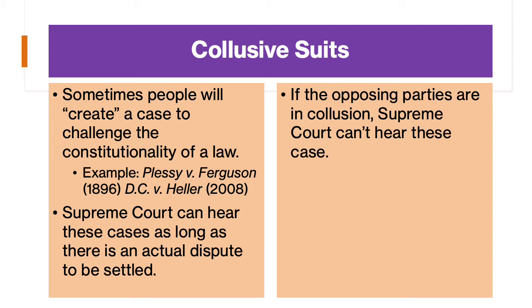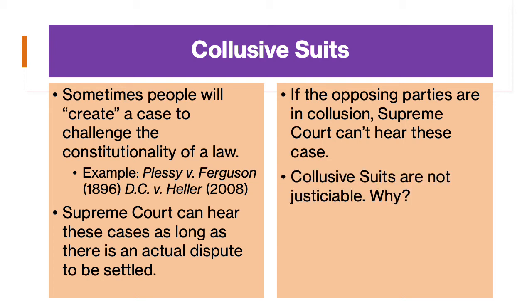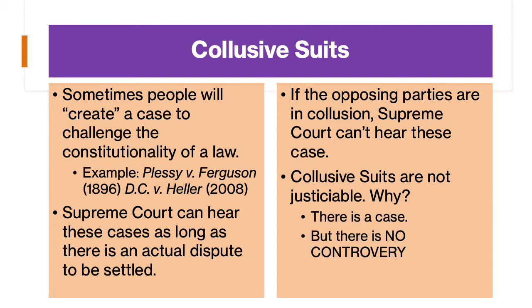A collusive suit is when opposing parties are working secretly behind the scenes in order to challenge a law, to test the constitutionality of a law. And the Supreme Court can't hear these kinds of cases. They use the example in your textbook of Muskrat v. United States as a good example of a collusive case.